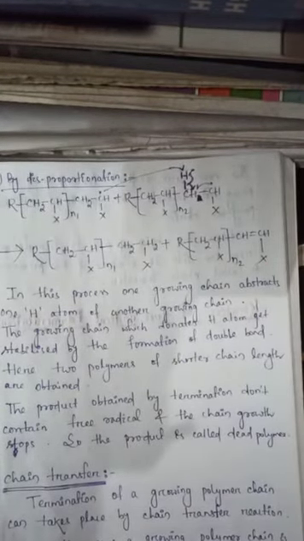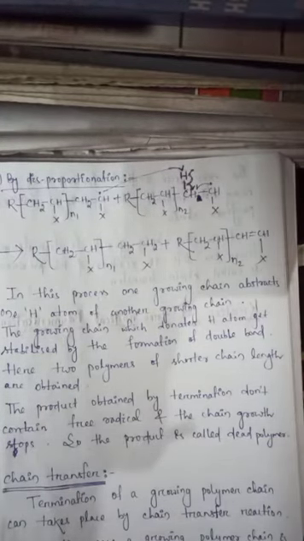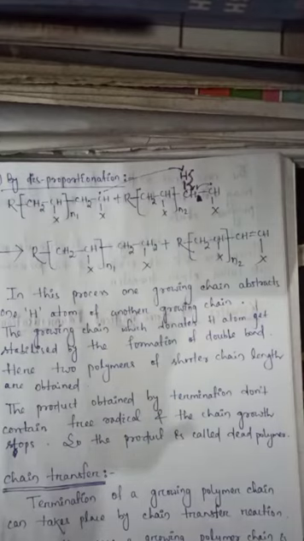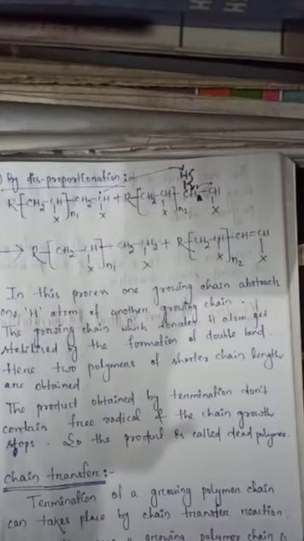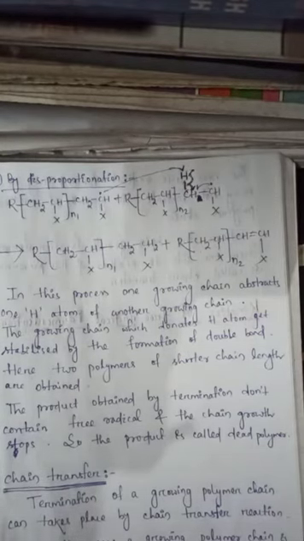Here we get two polymers of shorter chain length, and the product obtained by this process has no radical site. So this product is called a dead polymer, meaning no further reaction takes place because the radical site is absent. But in propagation, the radical site is present, so this is called a living polymer. In termination, the radical site is absent, so this is called a dead polymer.